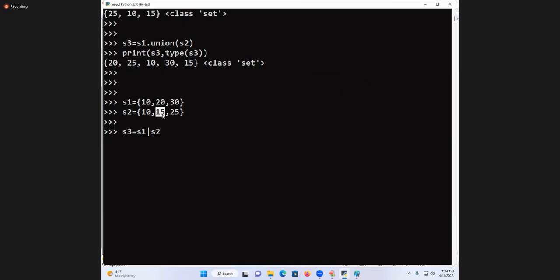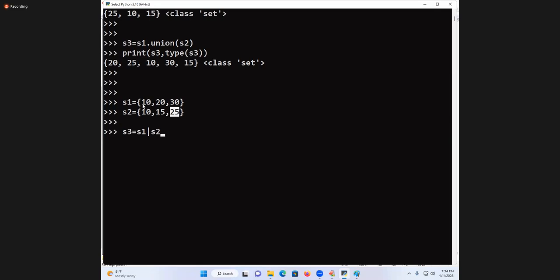Next what? 15. 1 with 10. 1 or 0? 1. 15 marked for selection. 15 with 20. 1 or 0? 1. 15 with 30. 1 or 0? 1. 15 also added to whom?